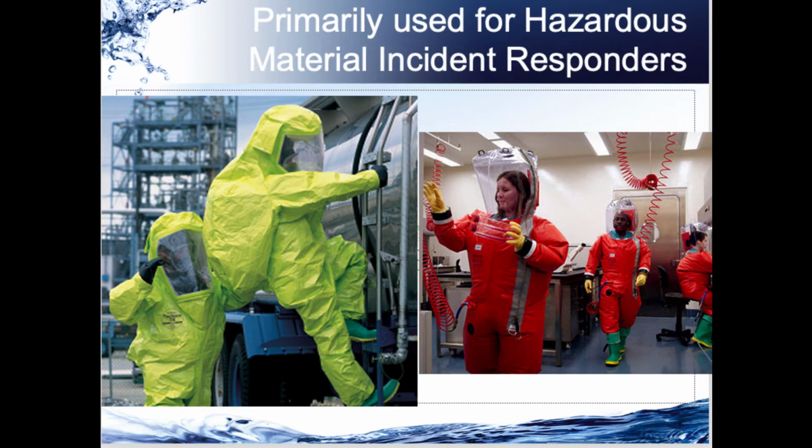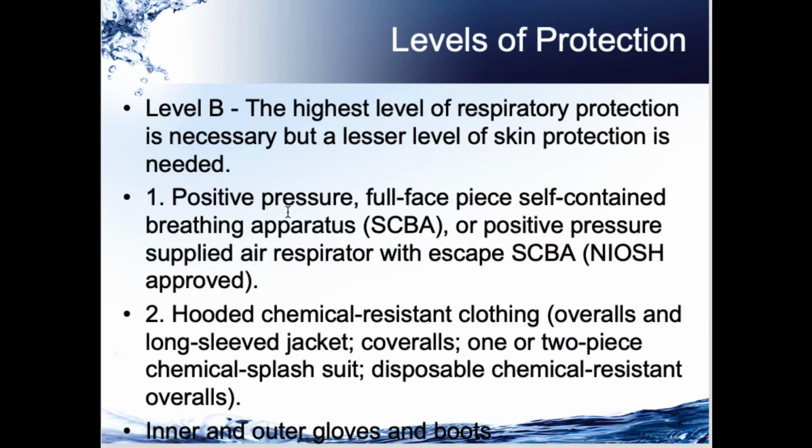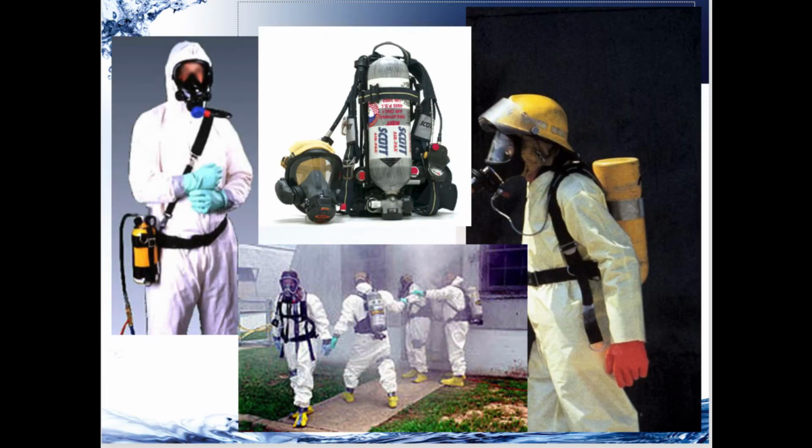So level A and level B are similar in that they have the same level of respiratory protection. They're both using supplied air. The difference is in the suit. Instead of having an encapsulating suit with the zipper on it, in which nothing can penetrate, you would be in a hooded chemical suit, overalls, a two-piece chemical suit. You might even be in one that has a hood over it, so it appears to be like a level A suit, but it is in fact a level B suit. So level A and level B, the similarities are the level of respiratory protection.